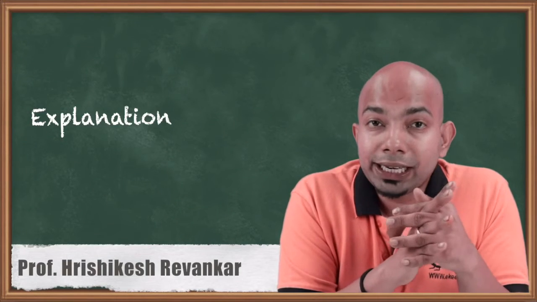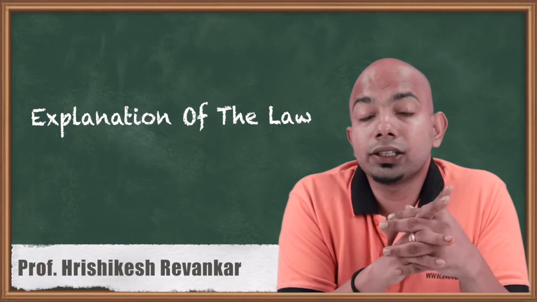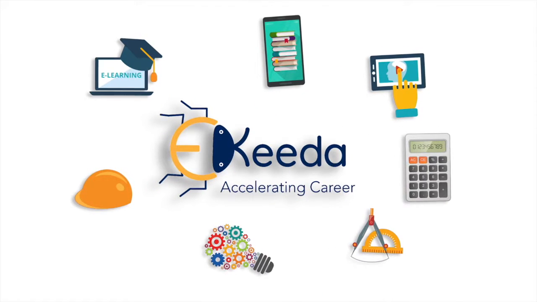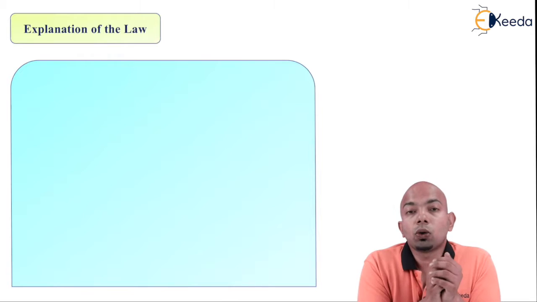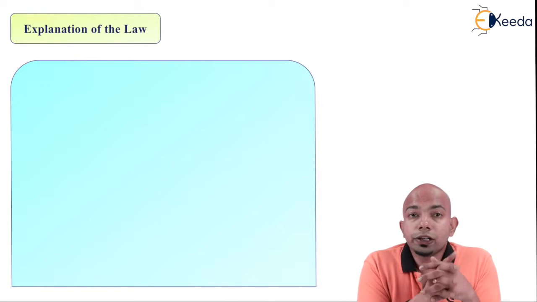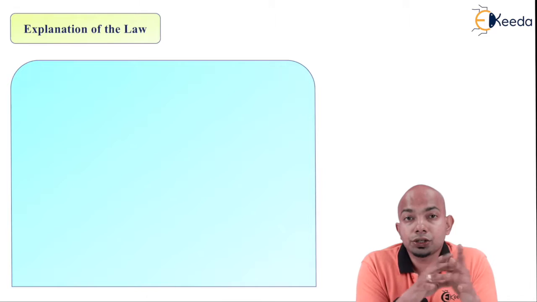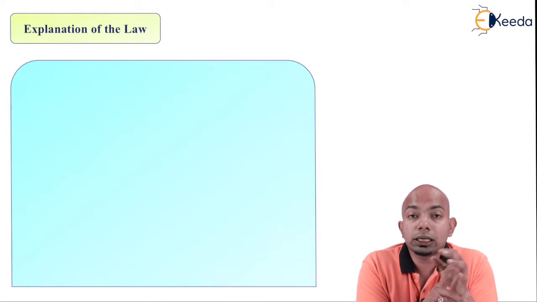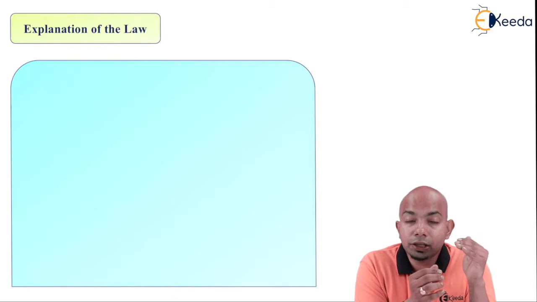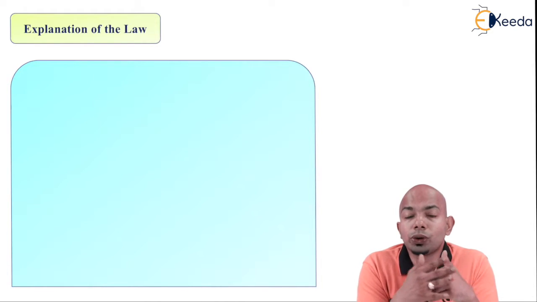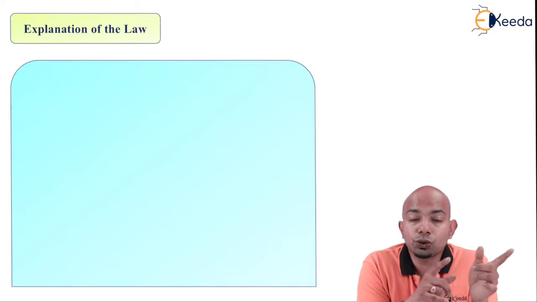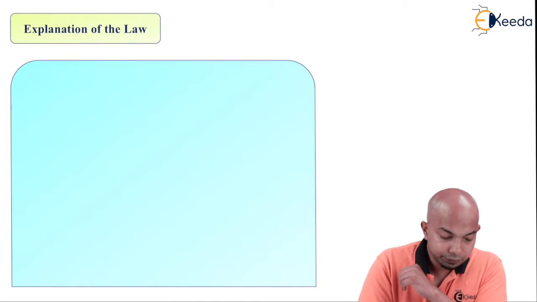Hello friends, we'll be explaining the law, or rather we'll be understanding the concept. Now, when we talk about the law of diminishing marginal utility, we have understood that the product should be homogeneous. If you have a homogeneous product, then at a point you will feel that the marginal utility is going to zero and then it is going to negative. These are all the things that we have already understood. Let's go on to the next part of it.